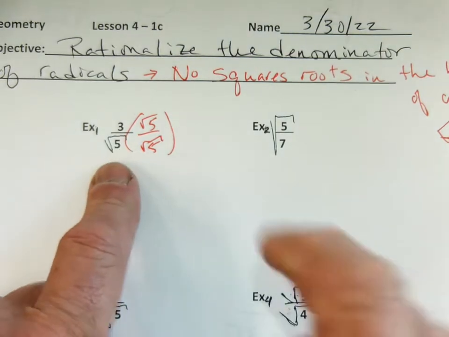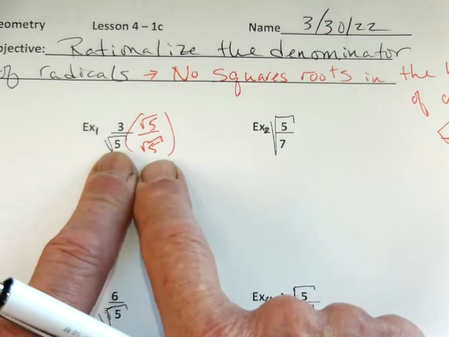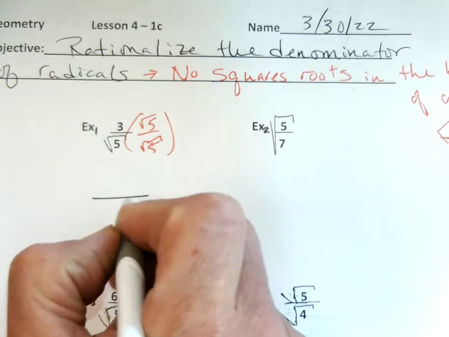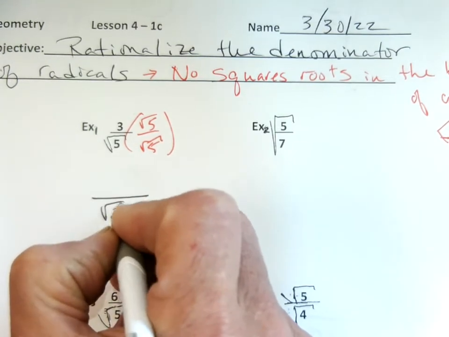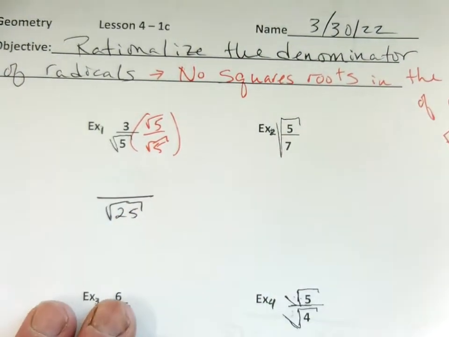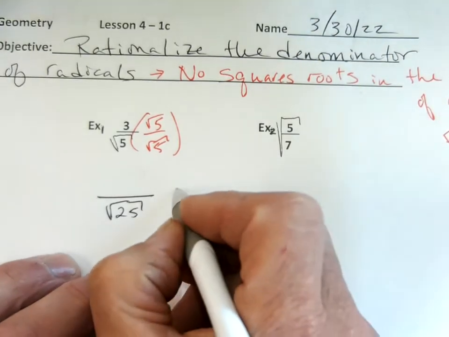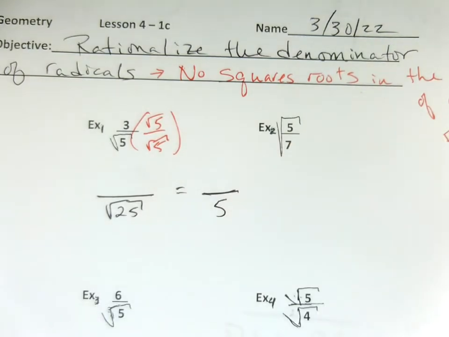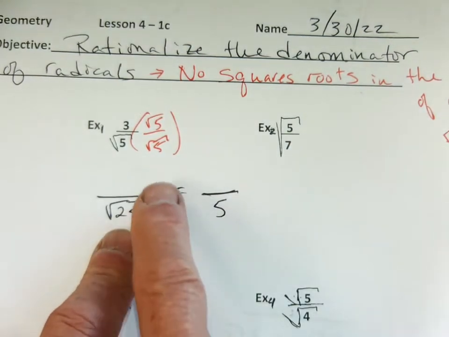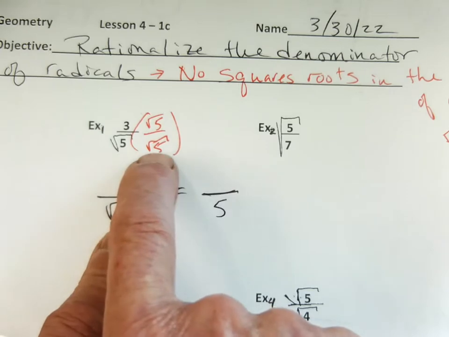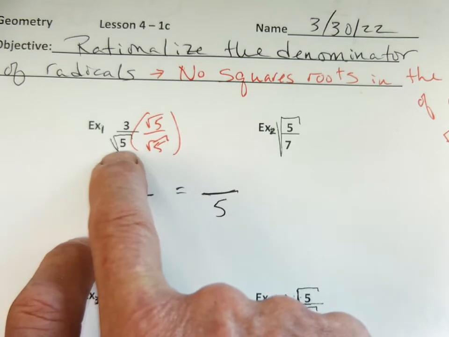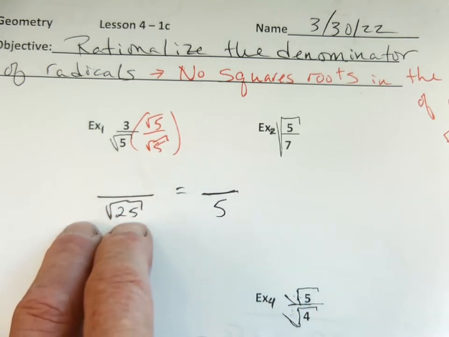So here's our goal. We want to make this into a perfect square. If I multiply by square root of 5 times square root of 5, I get the square root of 25, don't I, in the bottom. That's good, because we know the square root of 25 is 5, right? And I'm going to go slowly. So what did I do? I wanted to get rid of the square root in the bottom, so I multiplied it by itself, didn't I? Because square root of 5 times square root of 5 is square root of 25, and the square root of 25 is 5.